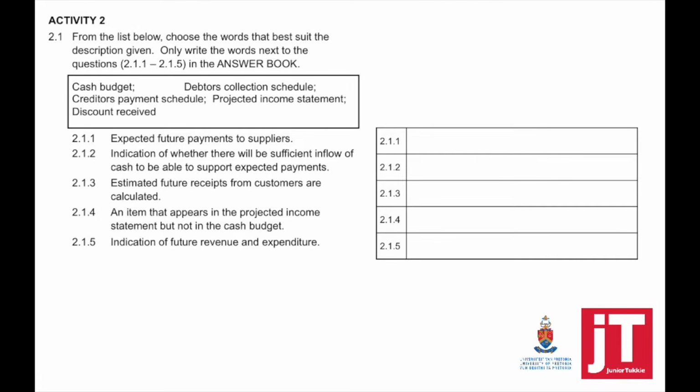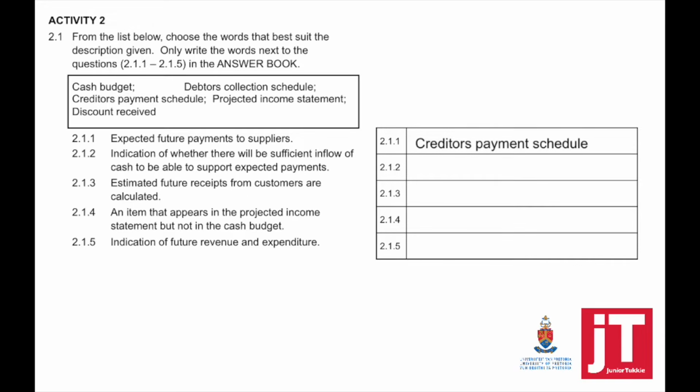2.1. From the list below, choose the words that best suit the description below. Only write the words next to the question number 2.1.1 to 2.1.5 in the answer book. Question 2.1.1. Expected future payments to suppliers will happen in the creditors' payment schedule.